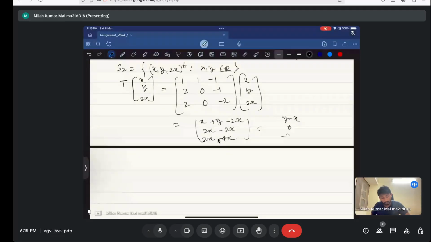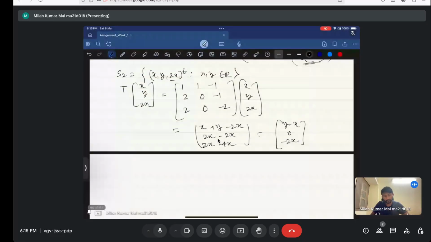Overall, the elements in S2 look like this, where the third term is double the first term. But here that is not the case. I think I have written this a little wrong, 2x minus 4x. I think this should be 2.